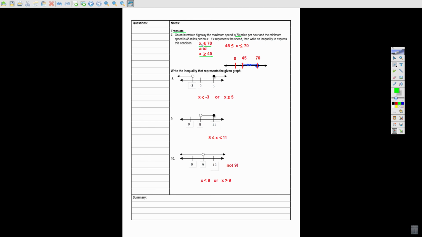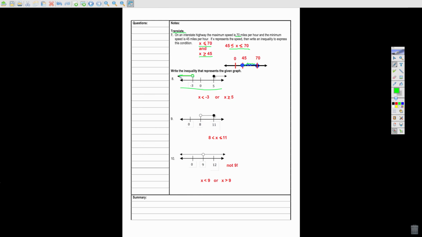All right. If x represents the speed, then write an inequality to express the condition. So x is less than or equal to 70, x is greater than or equal to 45. So x is going to be in the middle. So we can see x is greater than or equal to 45, x is less than or equal to 70. Graph that. We got 45 and 70. I made a mistake here. This should be a filled in circle right here. And we shade between them.